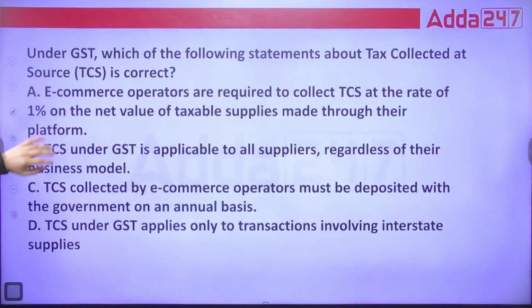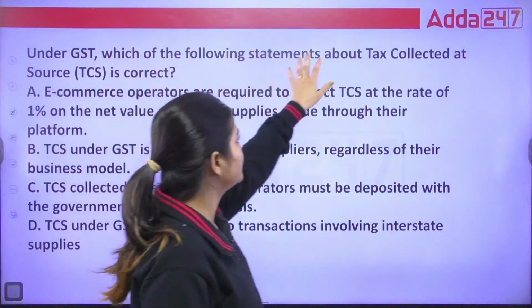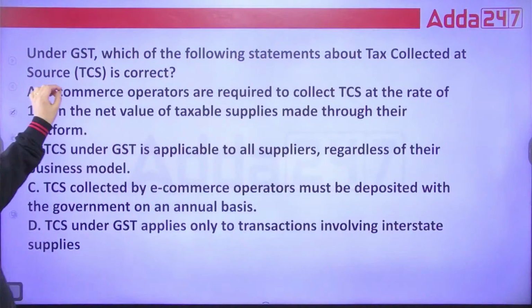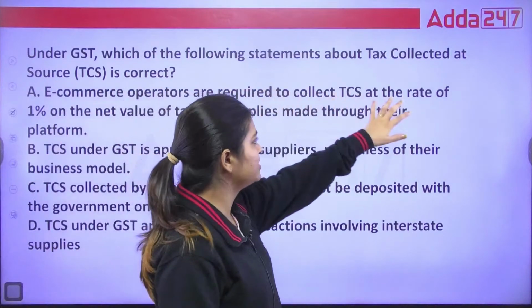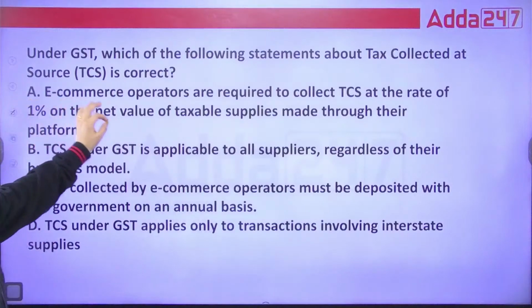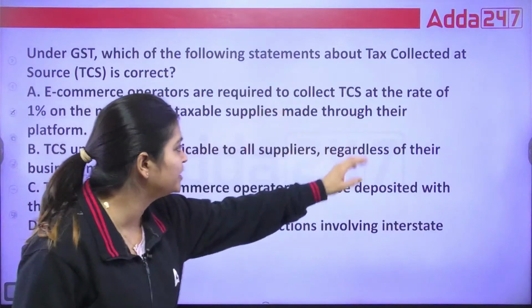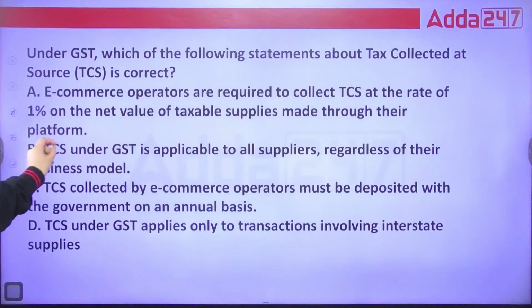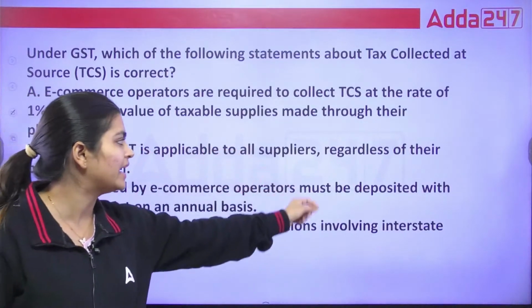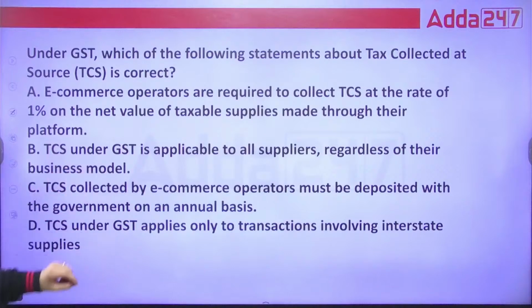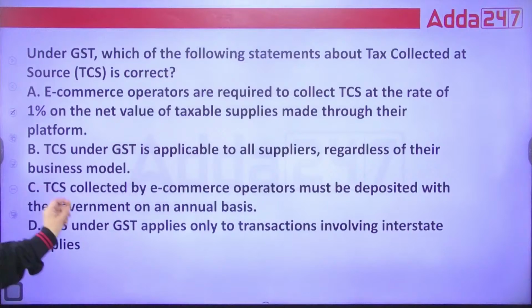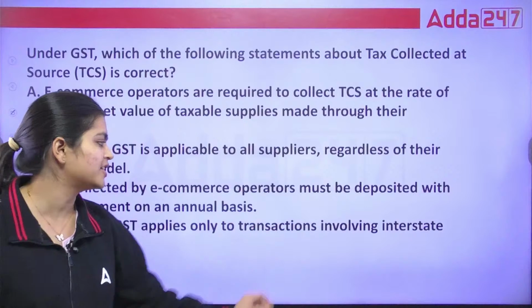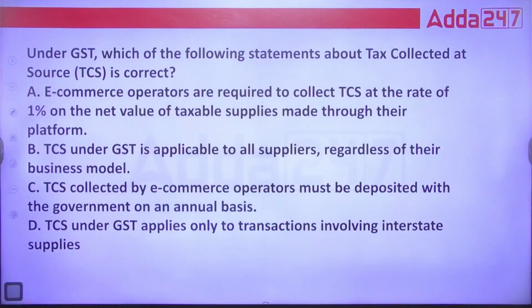Chaliye, let's solve the last question. Under GST, which of the following statements about tax collected at source is correct? Option A, e-commerce operators are required to collect TCS at the rate of 1% on the net value of taxable supplies made through their platform. B, TCS under GST is applicable to all suppliers regardless of their business model. C, TCS collected by e-commerce operators must be deposited with the government on an annual basis. D, TCS under GST applies only to transactions involving interstate supplies.